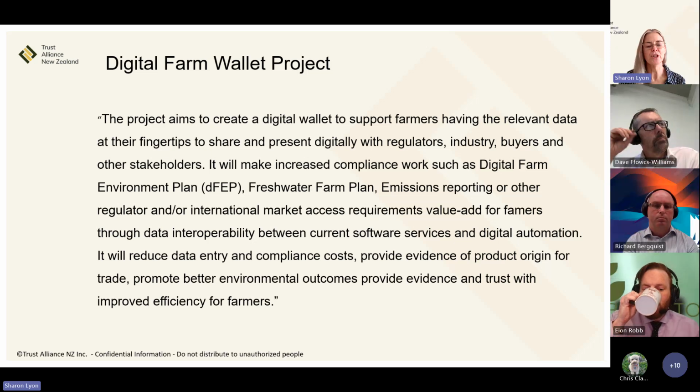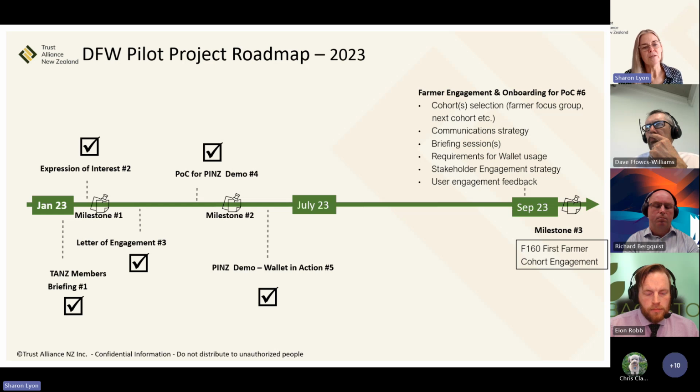But how can we show this? How can we make it practical for the farmers? Really putting the farmers in the middle of this and asking, what is the value proposition for all the stakeholders? So we kicked off this project, for those of you who are in the room, at the beginning of '23.